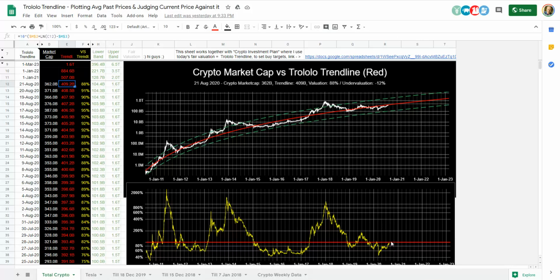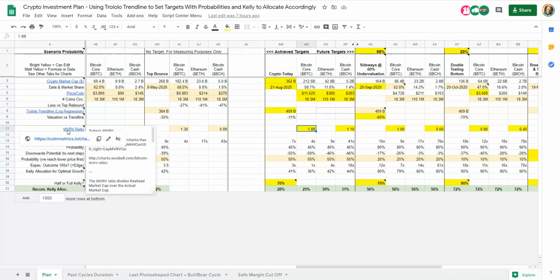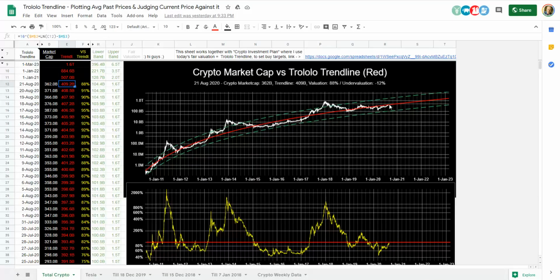But yeah, it's always comparing to the red line, and it's very interesting. So for the investment plan, when I update the numbers, also the MVRV ratio, for Bitcoin Core it's 1.8, which is overvalued. For Bitcoin Cash it's 1.1, so you could say it's fairly valued.